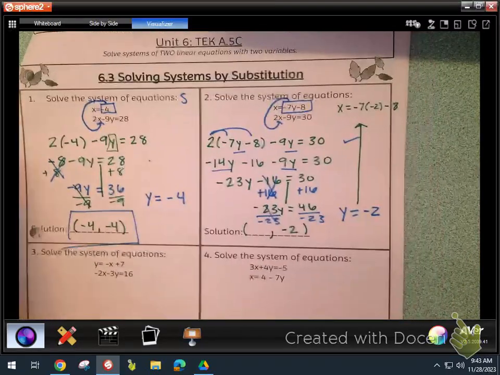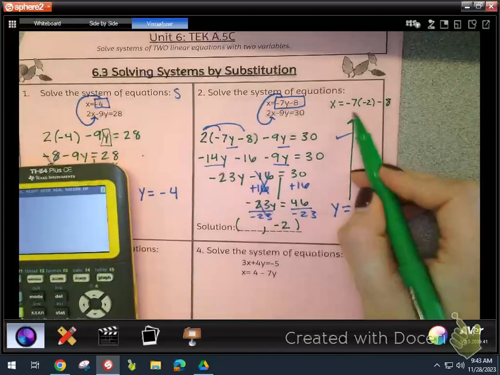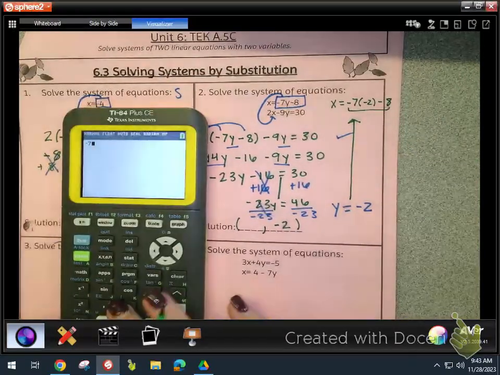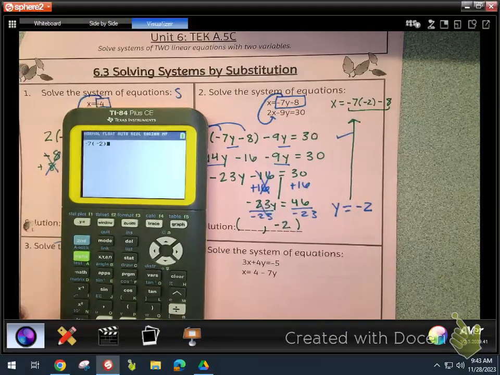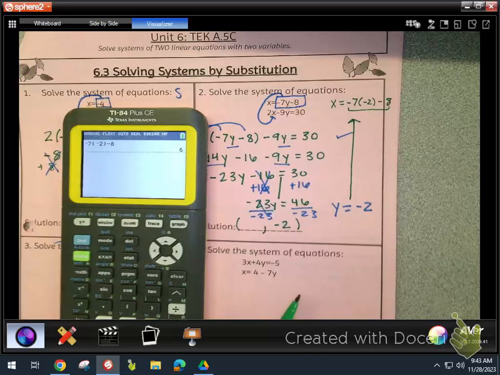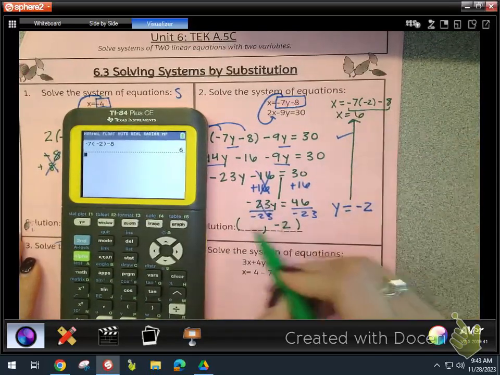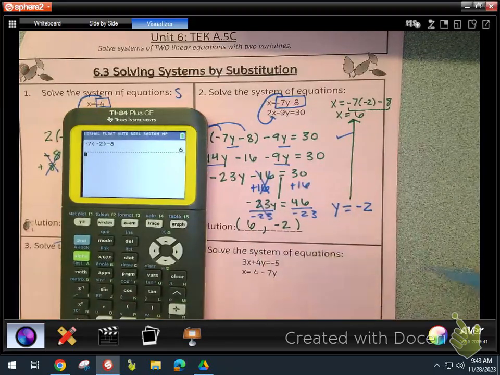to solve for x. And what's nice about this is you guys can put this in your calculator. Negative 7 times negative 2 minus 8. Or you can mental math it. Either one works. And so x equals 6. And here's our answer.